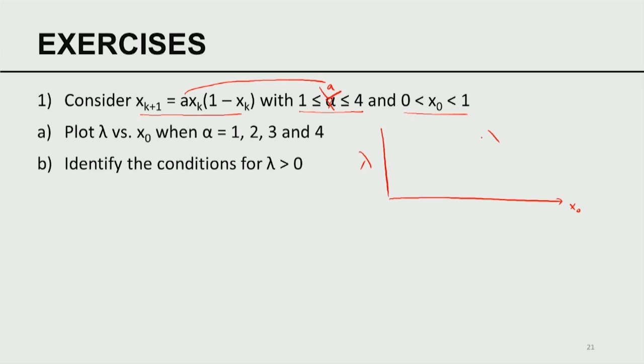For a given value of alpha, so alpha is equal to 1, draw this curve. Alpha is equal to 2, draw this curve. Alpha is equal to 3, 4, draw this curve. You will verify when alpha is 1 and 2 and 3, the system does not exhibit any sensitivity to initial condition, but when alpha is equal to 4, the system tends to exhibit extreme sensitivity to the initial condition, and that's the model we talked about. With this, I conclude our discussion on predictability of deterministic system.